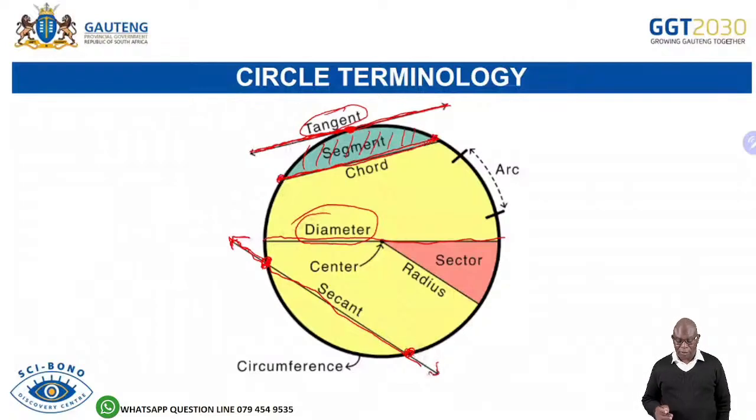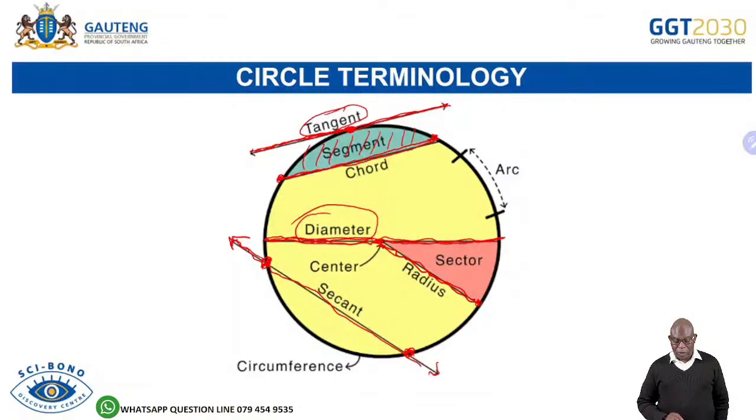So that's a secant. Now, the radius is the line from the center of the circle to the circle. So the radius is this line here. So here I've got this radius, I've got this radius here, I've got that radius there. So I've got three of them. But this radius and that radius, if it's a straight line, it forms a diameter.